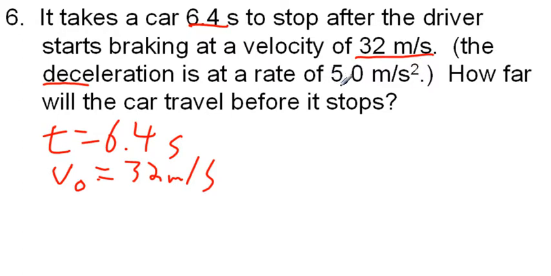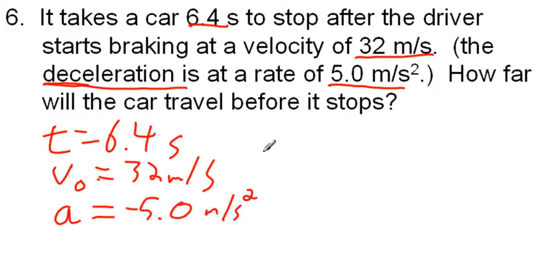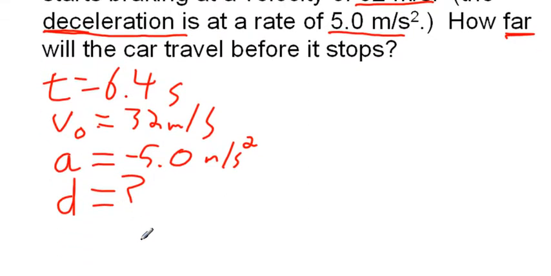The deceleration is at a rate of 5.0 meters per second squared. In this case, here is the magnitude, and the direction we're told is the deceleration. So if we're told something like this, that means that our acceleration is negative 5.0 meters per second squared. How far will the car travel before it stops? So that tells us that we are looking for our d, and the term stops tells us that our final velocity is 0.